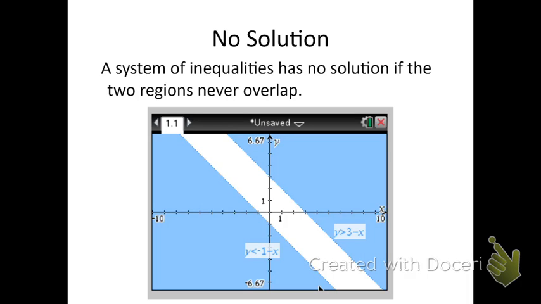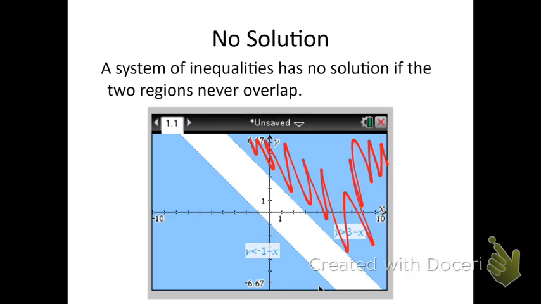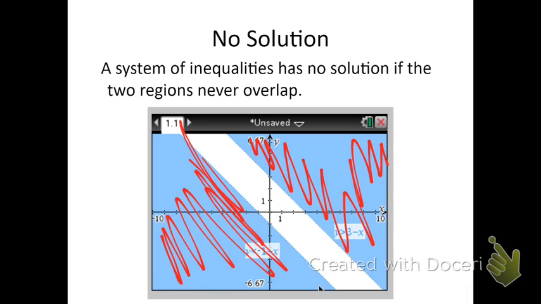This region up here represents all the points that work in the one inequality. All these points here represent all the points that work in the other inequality. There's no point that works in both. So when you have two regions that don't overlap at all, usually created by parallel lines, it could also be two parabolas going in opposite directions, you're going to have no solution. So that's entirely possible.